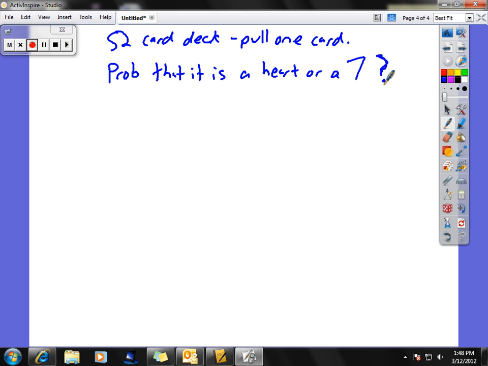So this is an OR problem, so we've got to add those probabilities, right? So the probability that it's a heart is what? 13 out of 52, or you could reduce that to 1/4, right? The probability that it's a 7 is 4 out of 52. You can reduce that to 1/13.